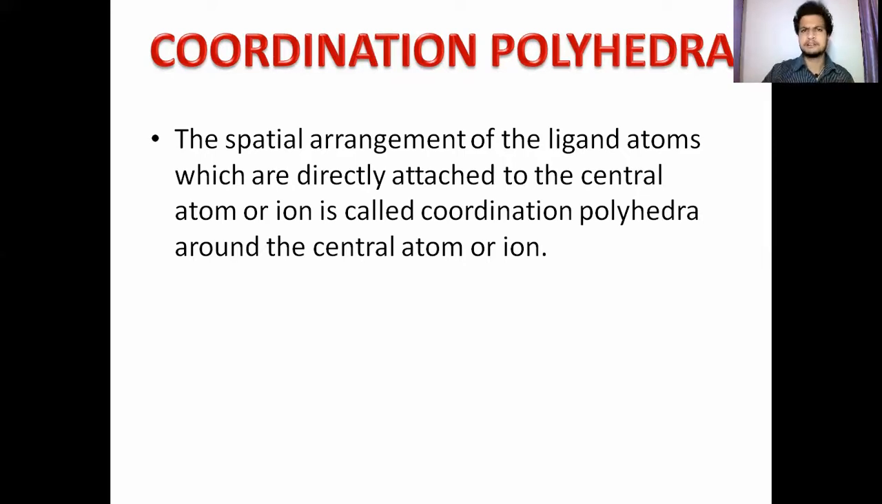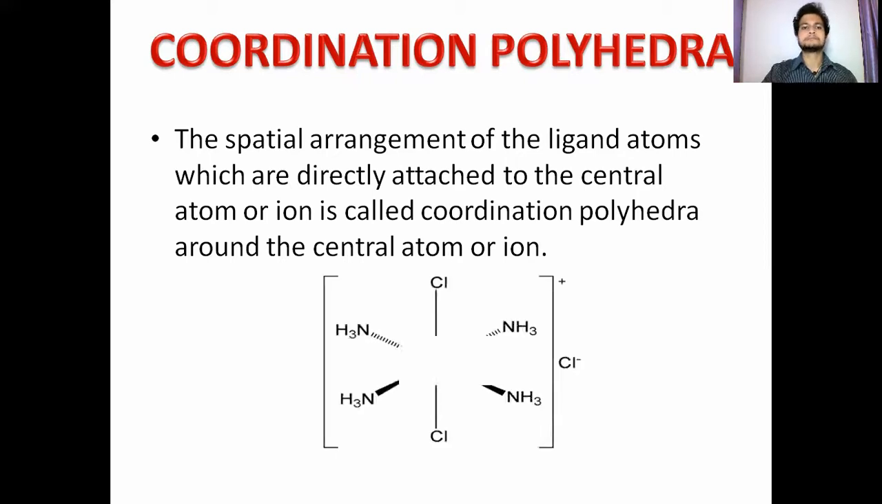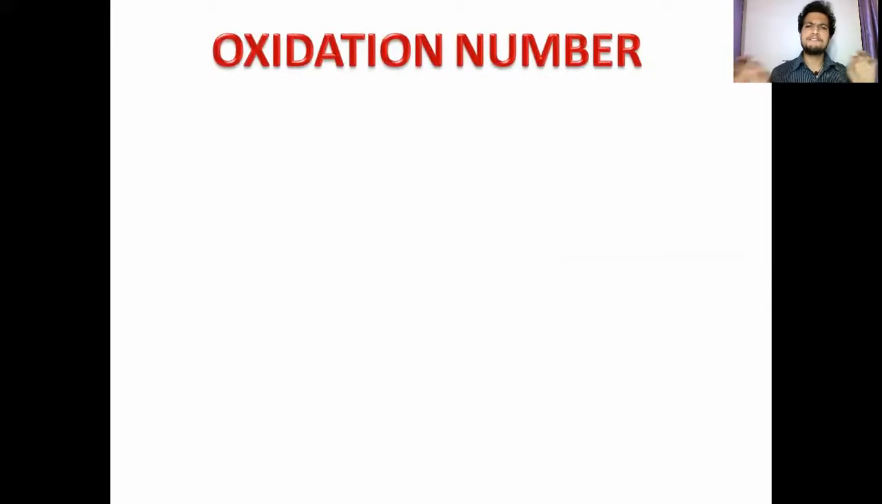It can be octahedral, square planar, trigonal bipyramidal, trigonal pyramidal, or tetrahedral. All this spatial arrangement is nothing but coordination polyhedra. Like over here, you can clearly see the geometry it is getting is octahedral. So that is the spatial arrangement. The 6 ligands are coming from the 6 corners of an octahedron. Coming to the next, oxidation number, a very, very important topic in coordination compounds.